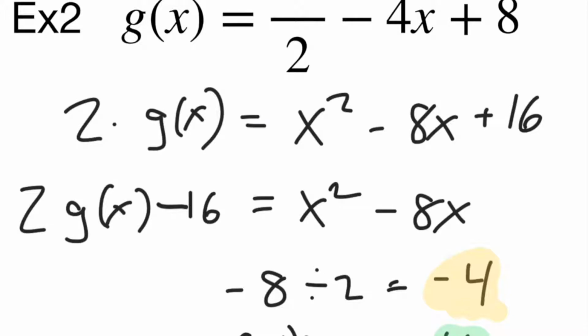Remember the strategy, we want to isolate x squared minus or plus bx. So that's what we get here. In order to go from here to here, I'm going to subtract 16 from both sides. It cancels this out, and this becomes 2g of x minus 16. Great, now we've got the b value, it's negative 8. I'm going to divide that by 2 to get negative 4.